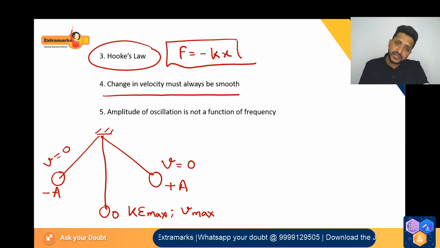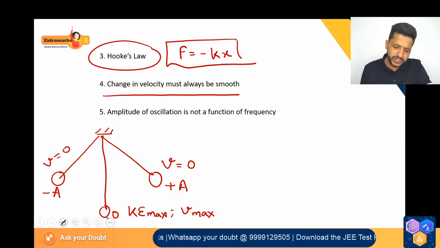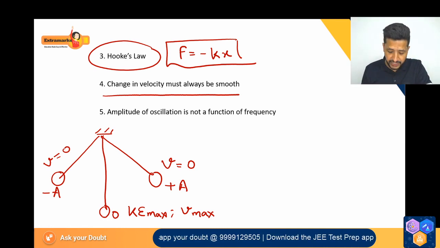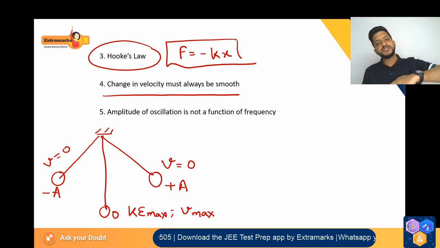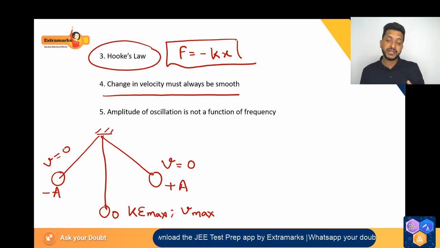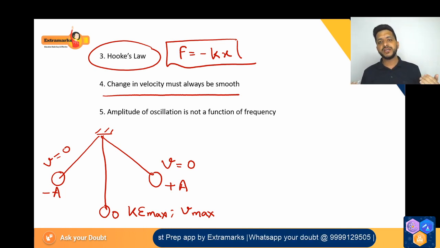Or in potential energy terms, we can say at the mean position, potential energy is minimum because the pendulum is closest to the ground. At plus a, potential energy is maximum because the bob of the pendulum is highest from the ground. Similarly, at minus a, potential energy is maximum. So where potential energy is maximum, kinetic energy is minimum, and vice versa. We know this from our previous knowledge.